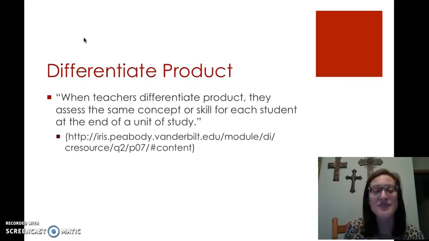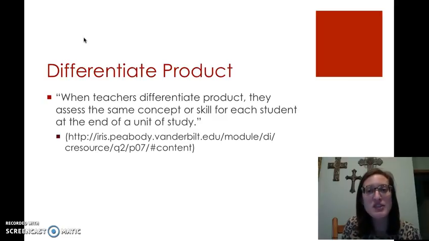Differentiating product. When teachers differentiate product, they assess the same concept or skill for each student at the end of the units of study.